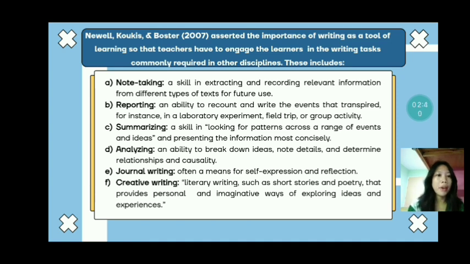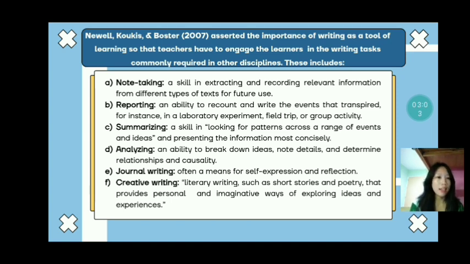Third is summarizing. Summarizing is a skill in looking for patterns across a range of events and ideas and presenting the information most concisely. So, through summarizing, the students can make complex text in a more concise way through writing. So, that way, the students can also hone their writing skills.